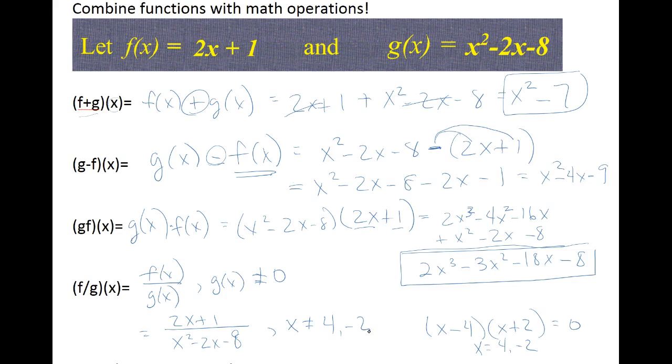Why not? Because if you plugged in a 4, you'd get a 0 on the bottom, which is bad. If you plugged in a negative 2, you'd get a 0 on the bottom, which is bad. So make a little note, maybe star this one to, don't forget the restriction. That is worth at least half the points. Half of it's slapping it together, half of it's the restriction. So be really careful with that. Okay, so can this get difficult? Because so far, I think this is pretty fair. It's not too difficult at all.